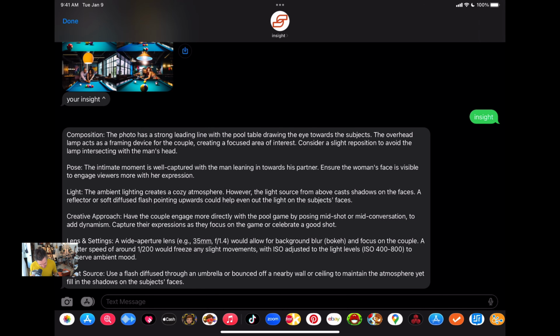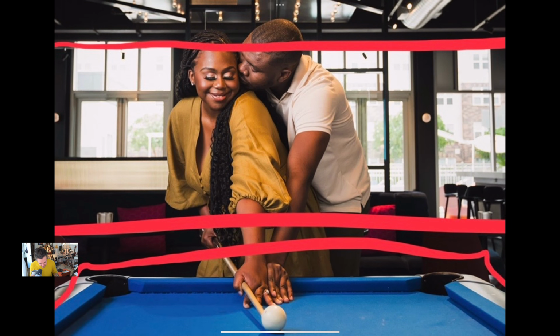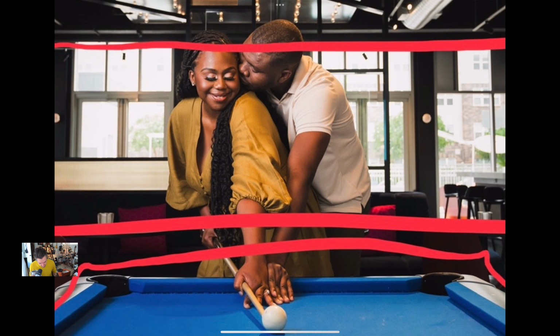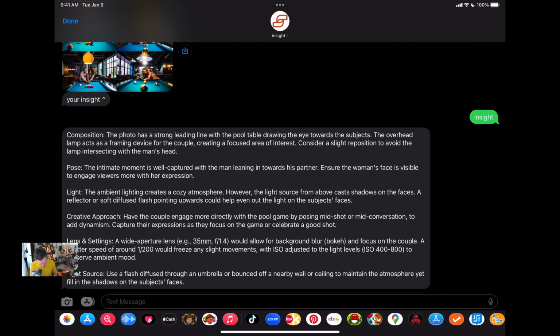Creative approach. Have the couple engage more directly with the pool game by posing mid-shot or mid-conversation to add dynamism. Capture their expression as they focus on the game or celebrate a good shot. Sure. It could be a little bit more natural. I like their expression overall, but it does feel a little posy, but that's okay.